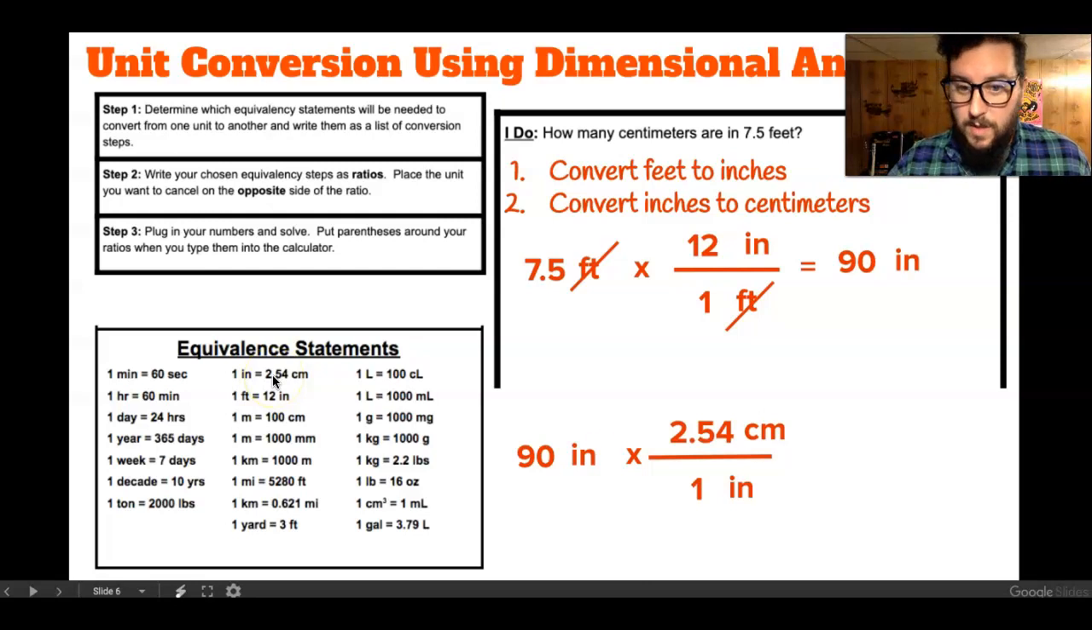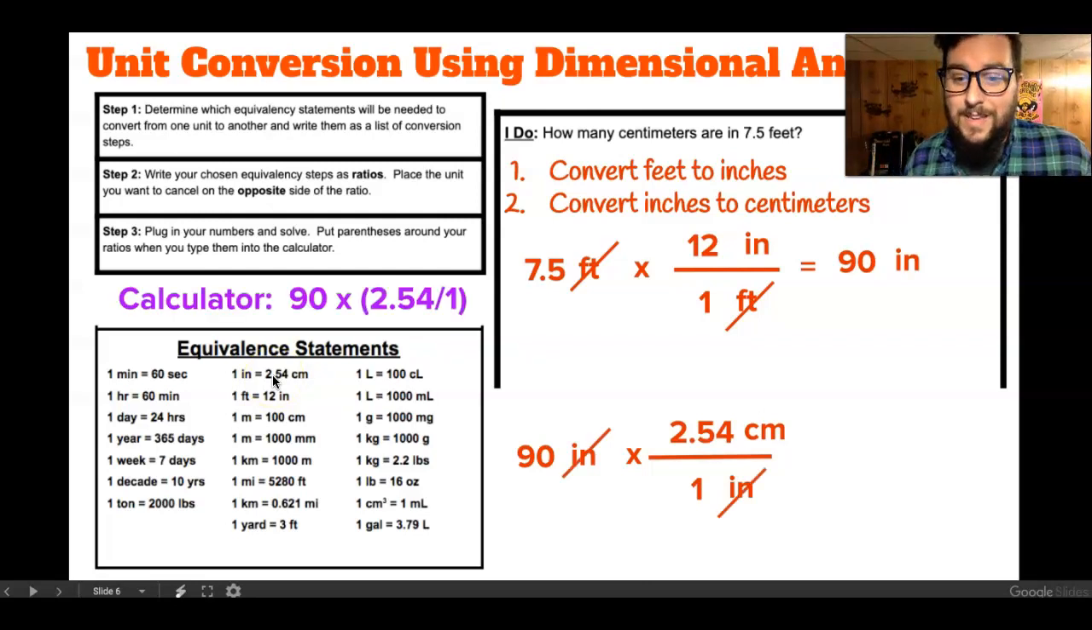We cross off inches. And now we're going to use our calculator, and we're going to type 90 times parentheses 2.54 divided by 1 parentheses. Hit enter, and we're going to find that that equals 228.6 centimeters. All right, so that was a two-step conversion.